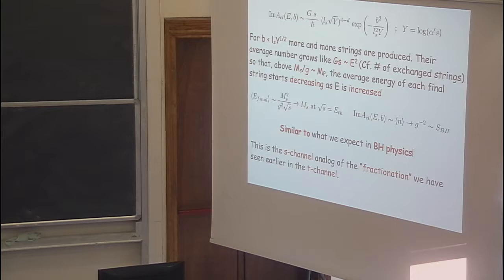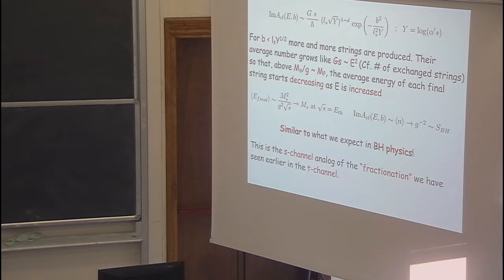So you get this anti-scaling type of behavior in which the final particle's average energy is inversely proportional to the total incoming energy, which is, roughly, qualitatively, what you expect in black hole physics. In fact, as you go to an energy which is the threshold of the expected black hole production regime, when the Schwarzschild radius of the produced black hole would be equal to the string length parameter, at that point, the average number of strings that you produce approaches the entropy of a black hole of that mass, which turns out to be 1 over g squared.